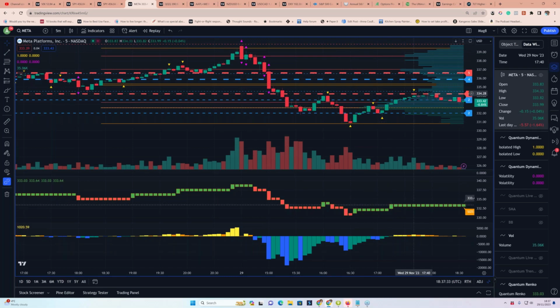It's really not going very far. This resistance here is really capping any move, but we're still green. We're flat green because we're kind of moving sideways. I'm not sure what the market is going to do for the rest of the day.